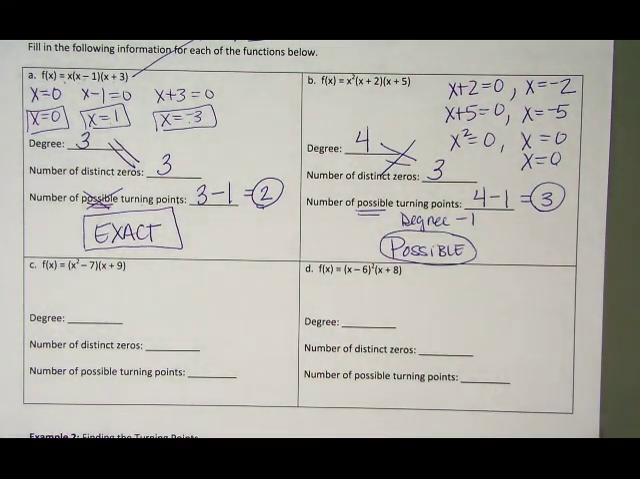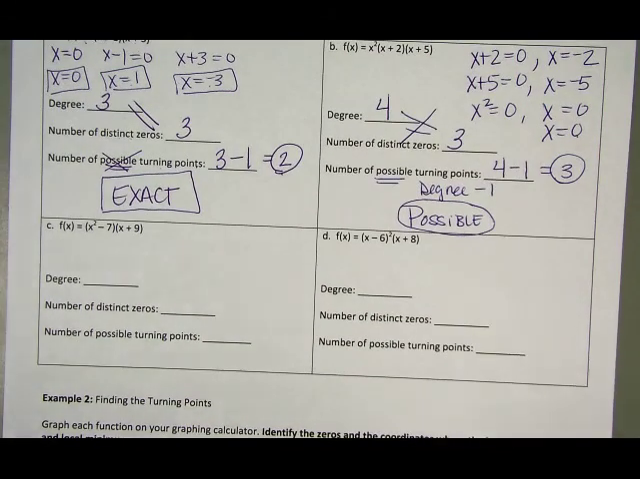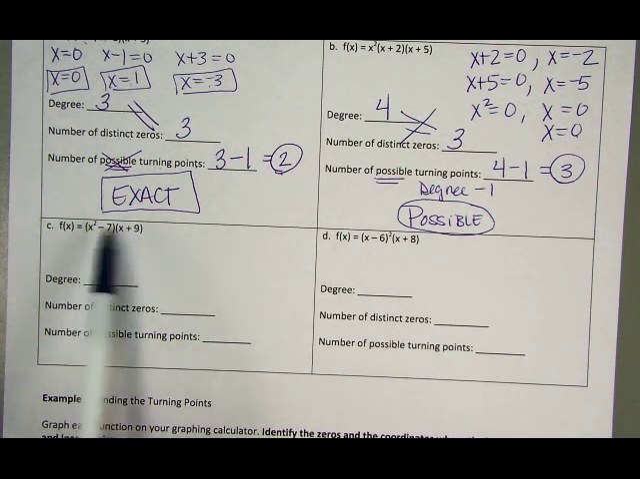It could be possible that we have fewer turning points than this, okay, and that's because these two are not equal. So we don't know that this is an exact number, so we're not confident enough to know that this is in fact the number of turning points unless we graph this function and see. So they're possible. And letter C, I have to set both of these equal to 0.